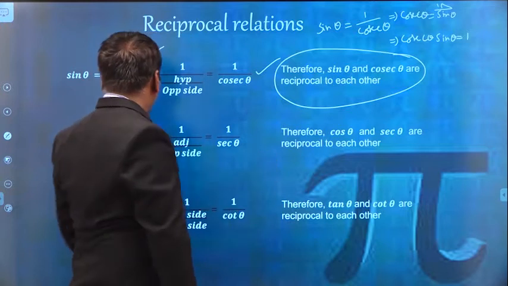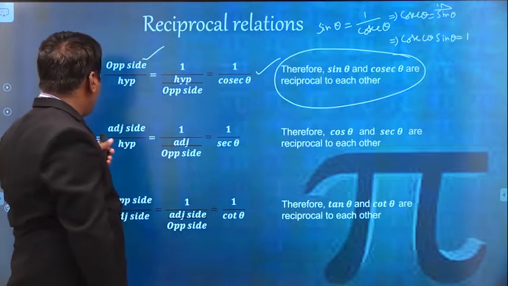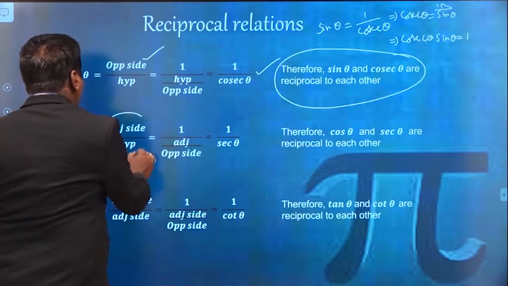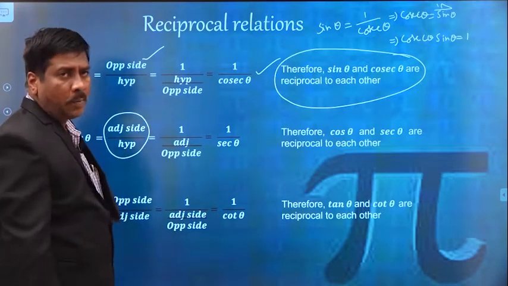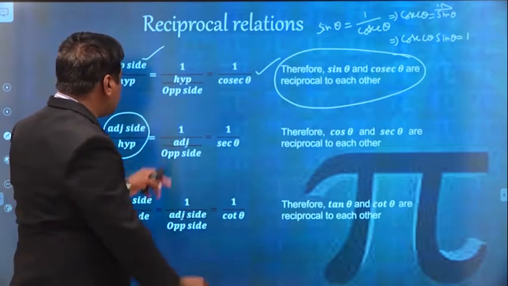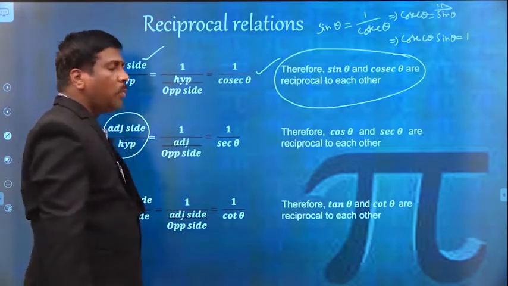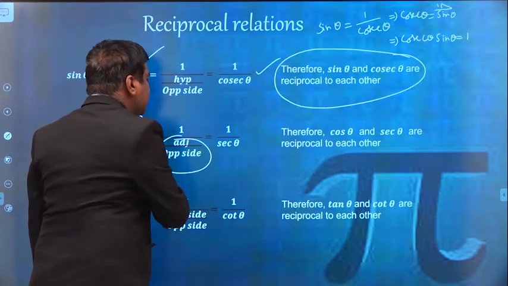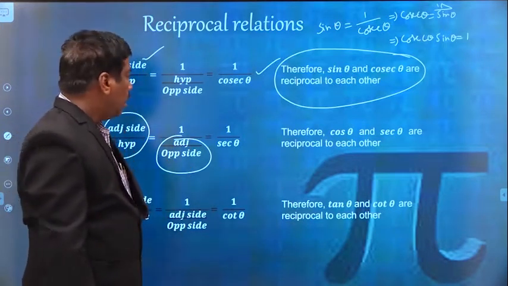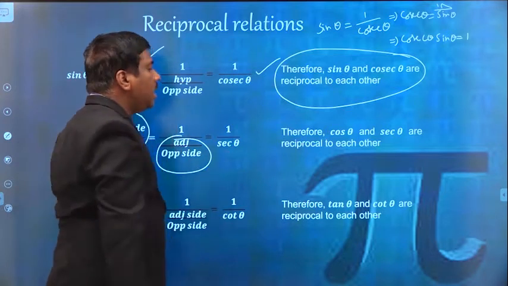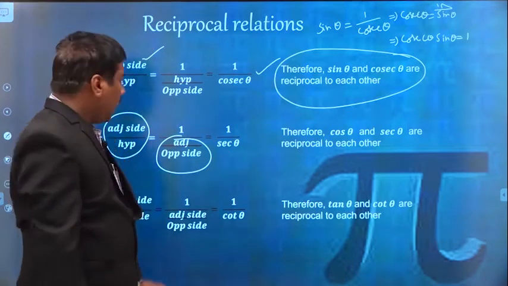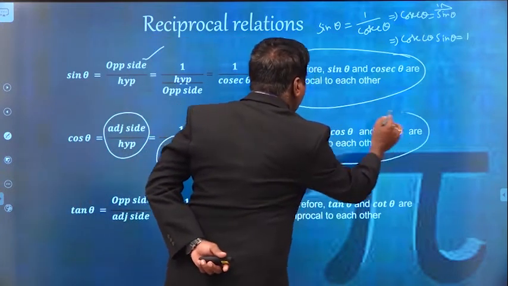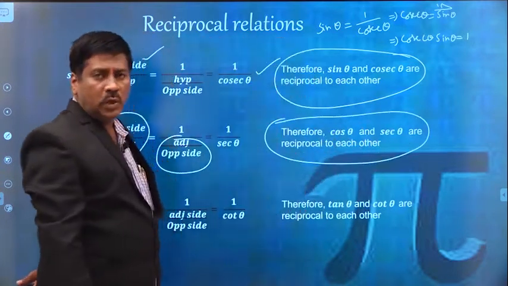Now, in a similar way, cos theta and secant theta are also reciprocals. Here cos theta is defined as adjacent side by hypotenuse. This I have to write as 1 by hypotenuse by adjacent side, and hypotenuse by adjacent side means secant theta. In that place I take 1 by secant theta. So cos theta and secant theta are reciprocals of each other.